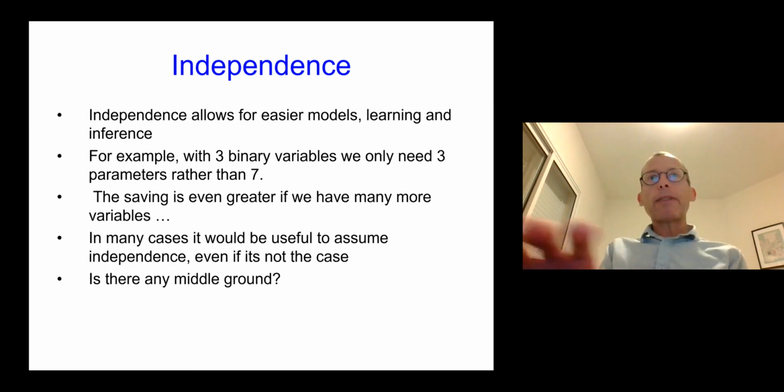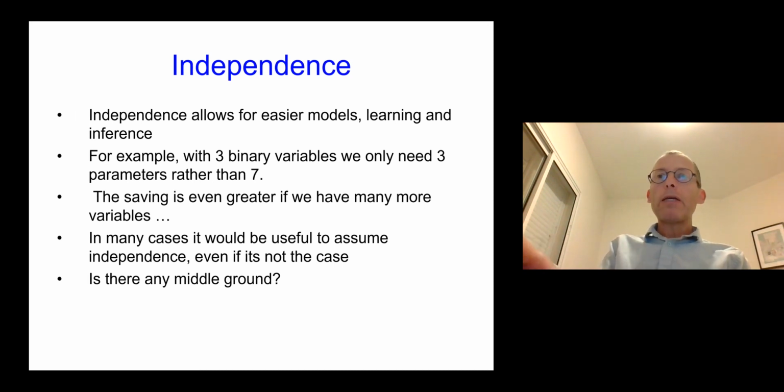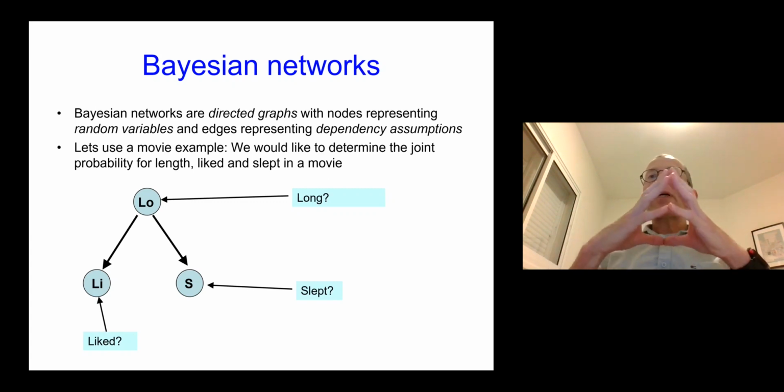Right? And again, that's what we said. If we have 3 binary variables, we need 7 parameters. If we have 10, we need 2 to the power of 10 minus 1, which is huge. So graphical models are basically a way to bridge this gap. Okay, so why are they called graphical models and what do they do?